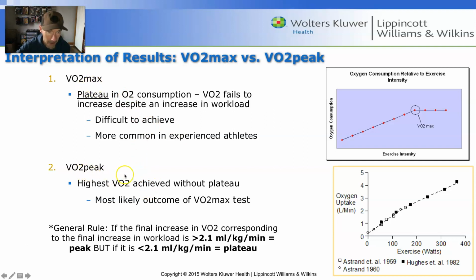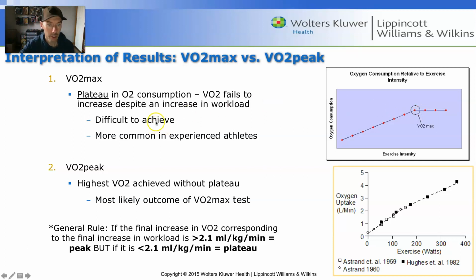VO2 peak, okay? VO2 maxes are more difficult to achieve, and what a VO2 max shows us is that the person achieved what is known as a plateau in oxygen consumption. So a plateau looks like this, right? Even though the speed would increase, their oxygen consumption flatlines and levels out. There's a linear increase earlier. As the speed goes up, VO2 goes up. A plateau indicates that even though the speed goes up, the oxygen consumption fails to continue to increase, okay?